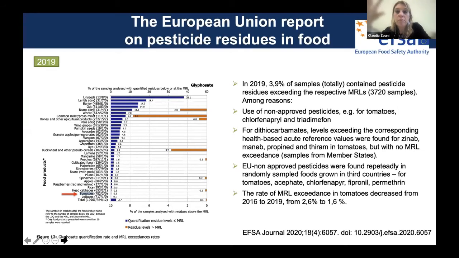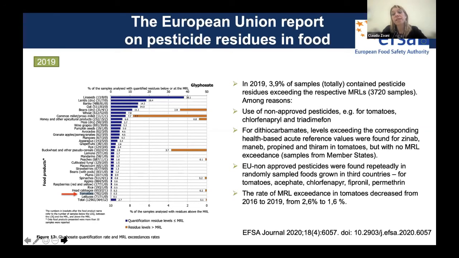Just to summarize some aspects that are really related to tomatoes in practice. In general, in 2019, around 40% of samples totally for all types of food contained pesticide residues exceeding the respective maximum residue level. Among the reasons for tomatoes, there were the use of non-approved pesticides, like, for example, chlorfenapyr and triadimenol. For dithiocarbamates, levels exceeding the corresponding health-based acute reference values were found for ziram, maneb, propineb, and thiram in tomatoes, but without exceeding the MRLs.